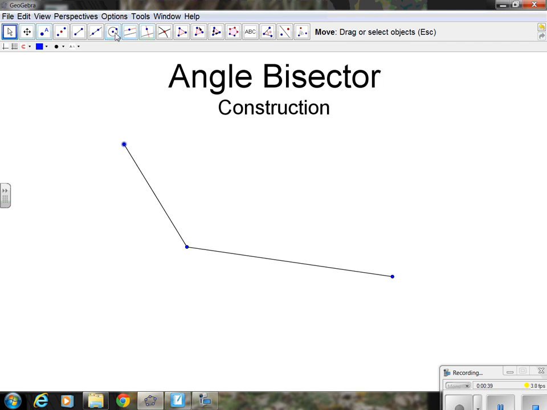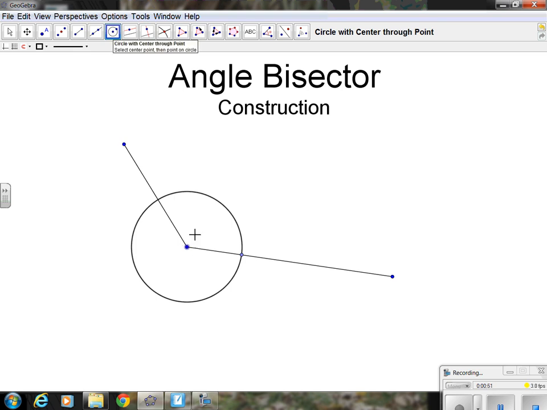So my first step is I'm going to make a circle centered at the vertex of the angle. Now hopefully you can imagine the angle bisector going right through there. These are both radii of the same circle, so they're the same distance away.